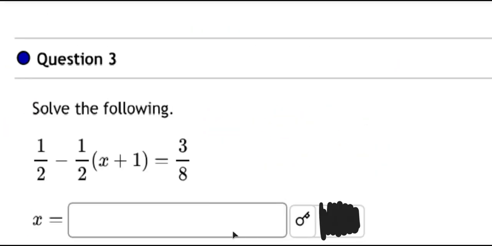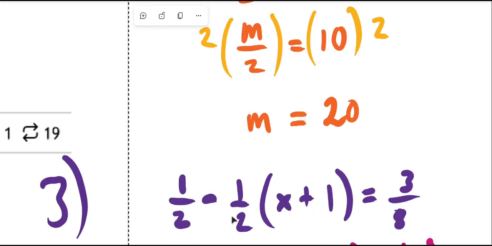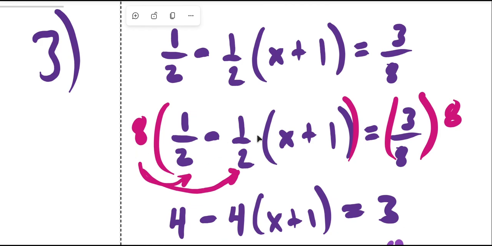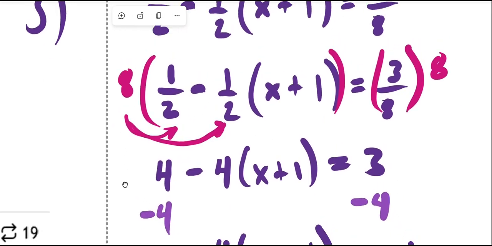Question number 3 is a much better candidate for multiplying by the greatest common denominator. If we have 1/2 minus 1/2 times x plus 1 equals 3/8, perhaps our first move should be to get rid of all this mess of fractions. We begin by copying down the problem. We note that 2, 2, and 8 have a least common multiple of 8. If we multiply by that on both sides, it will have the effect of canceling every fraction. On the right-hand side, you can see multiplying by 8 cancels straight away. On the left-hand side, we need to distribute, and 1/2 of 8 is 4. Now we can proceed to solve this in the normal way.